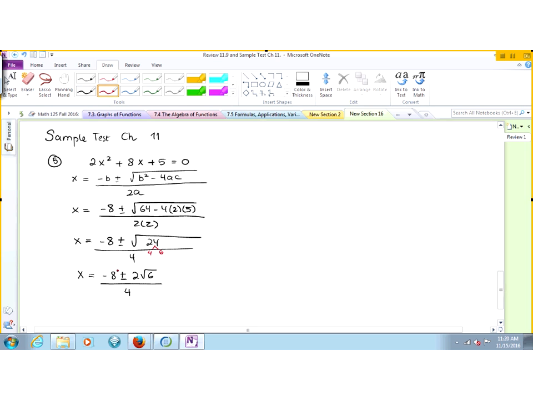Can we simplify? Divide by 2. Divide the 2 by 2, divide the 8 by 2, and divide the 4 by 2. So x is equal to negative 4 plus or minus square root of 6, over 2. Yes, that's it. And what about number 3? This is the completing the square. So this is using the quadratic formula, and this is using completing the squares.